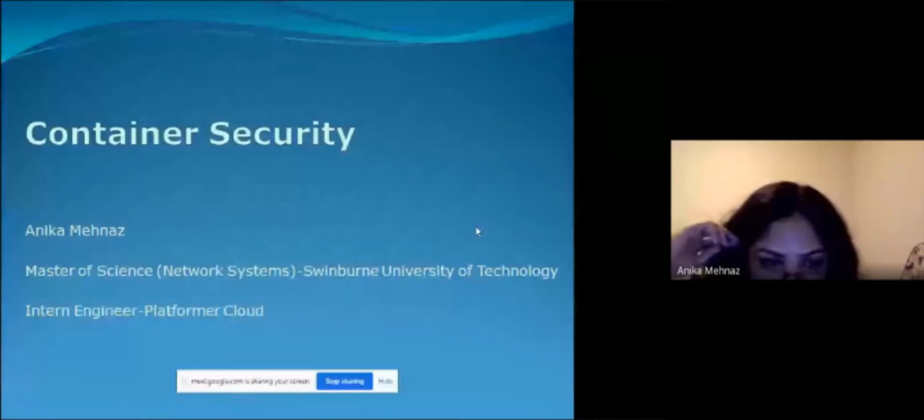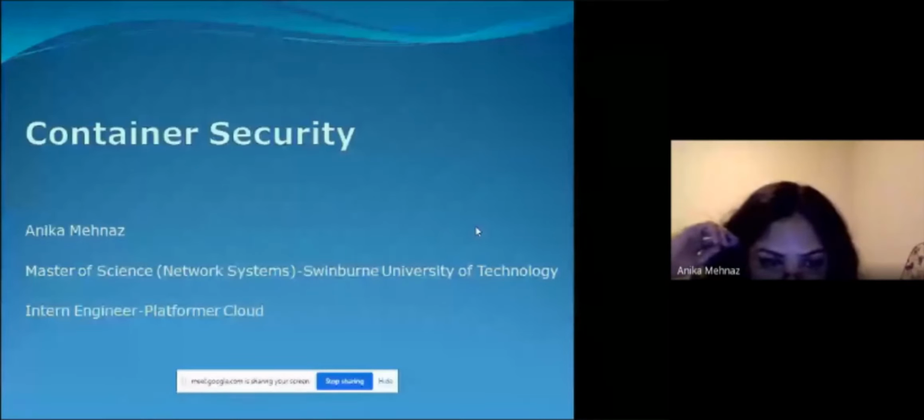I did my master's in network systems, and my specialization was in cybersecurity. I got introduced to container technology through an ICT internship program at Platforma Cloud. My main responsibilities as an intern engineer there were to research container security and container sandboxing, the different sandbox technologies.